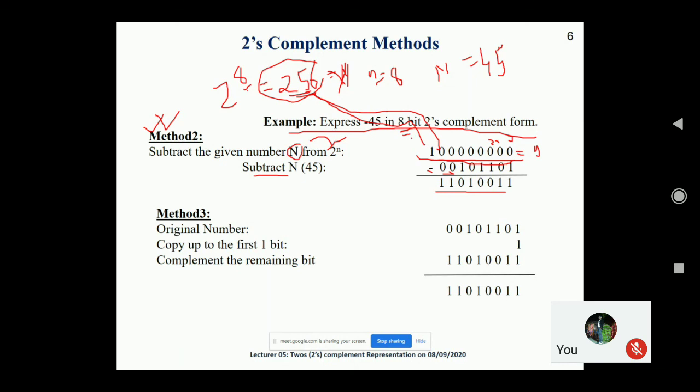Your method is correct, but it is not like that. You can maintain 8 bits because our method is saying like that. If small letter n equals 8, you just convert 2 to the power n. So 2 to the power 8 equals 256, and 256 we are representing in this particular binary sequence.